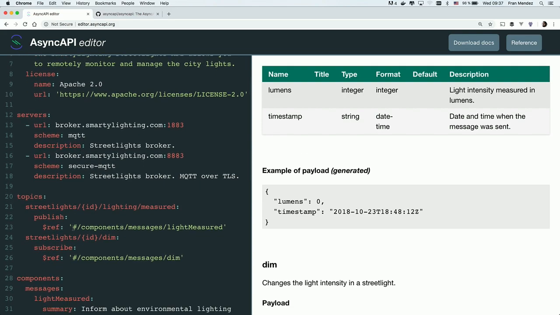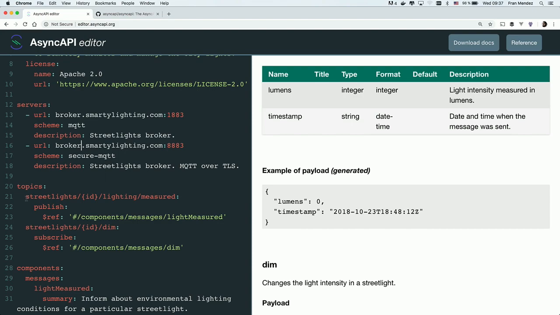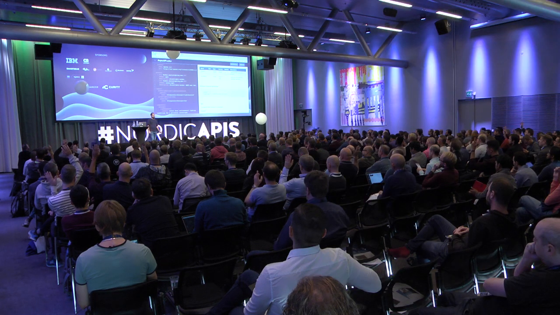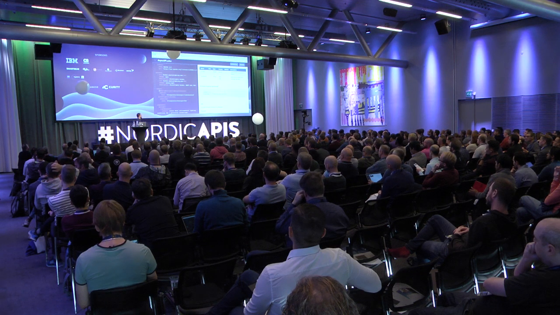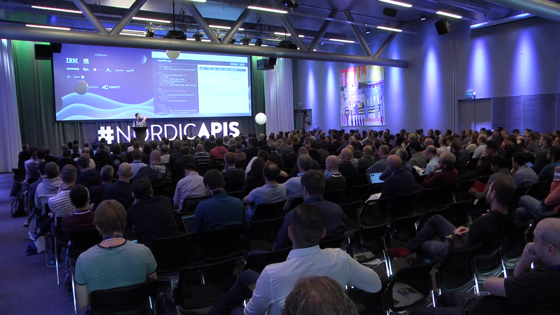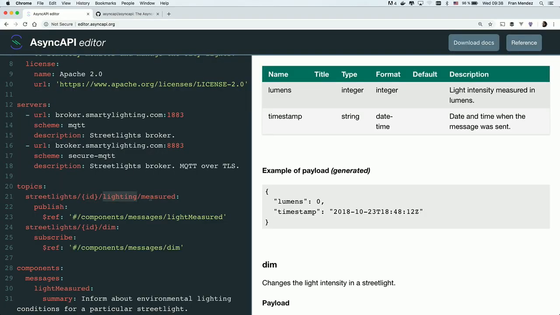And then you have topics. Who's familiar here with the concept of topics in MQTT or in Kafka, for instance? Okay, so for those who are not familiar with that, the topic can be like the name of a channel. When you have a system where you can publish messages to channels, you have to name them, right? You have to name the channel. So this is the name of the channel: street lights, this is a variable, the ID of the street light, lighting, measured.